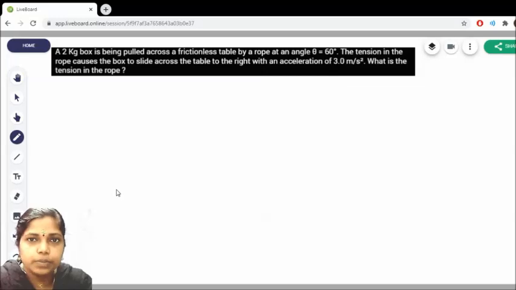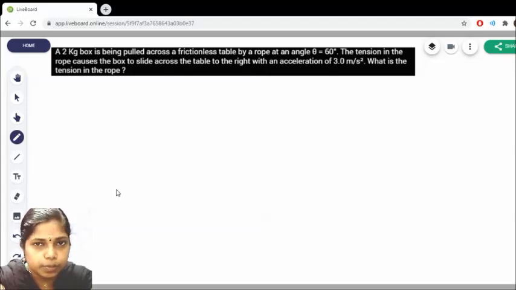Okay, now let's do a problem where the tension of a string is involved. A 2 kg object or 2 kg box is being pulled across a frictionless table by a rope at an angle theta equal to 60 degrees. The tension in the rope causes the box to slide across the table to the right with an acceleration of 3 meter per second square. What is the tension in the rope?